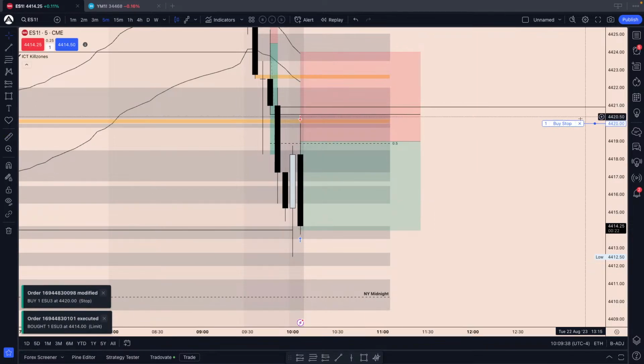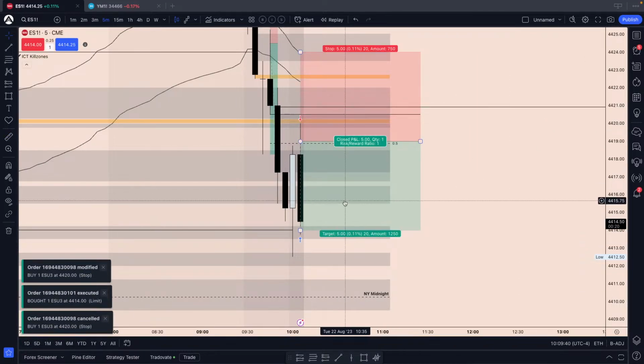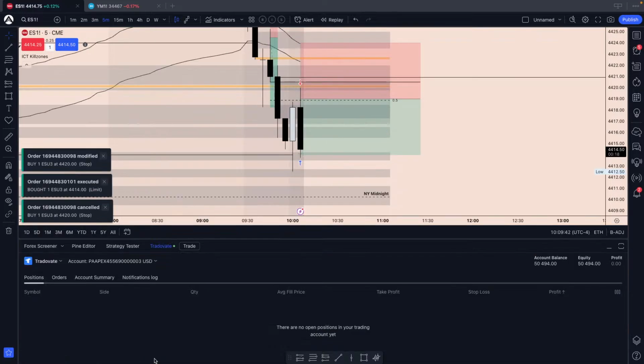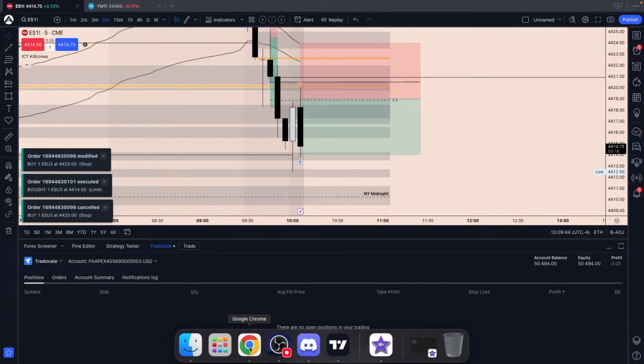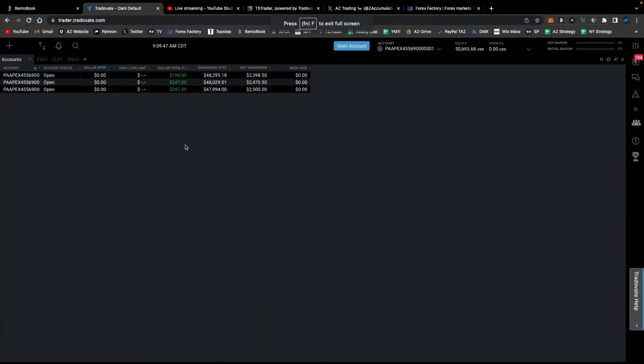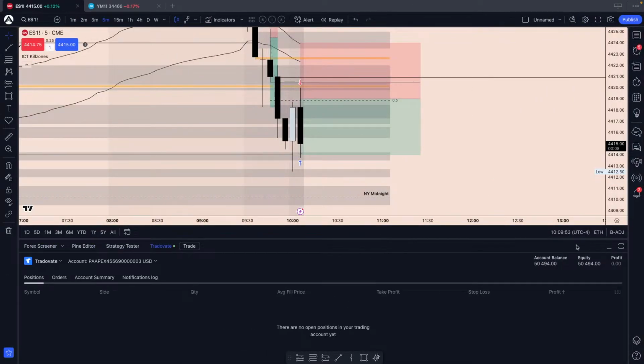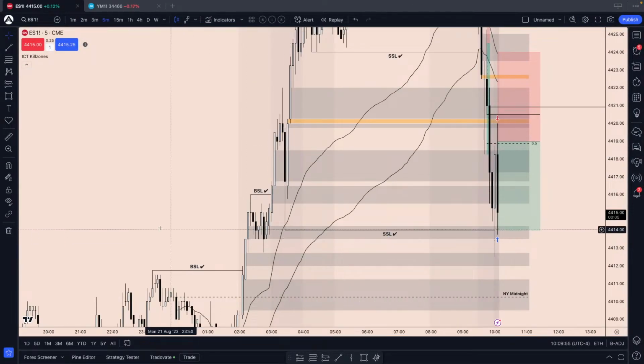Okay, order filled. I already hit my take profit target. 5 handles, guys, done on all accounts. I secured once more 5 handles on all 3 trader weight accounts. I took a small loss on that first one earlier during London kill zone. I can show that to you quickly.